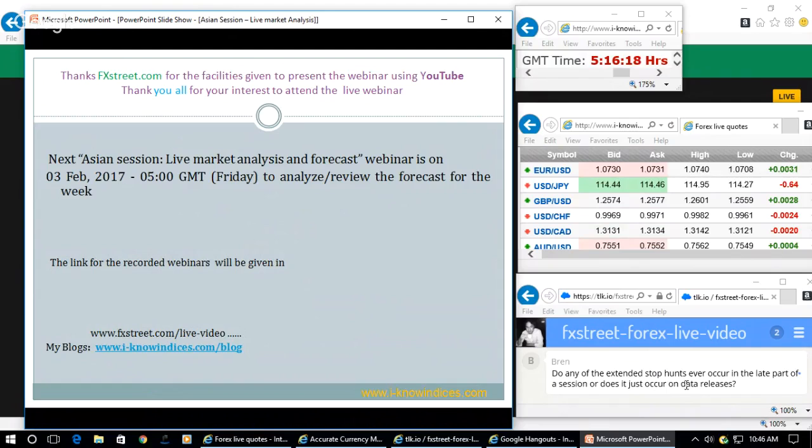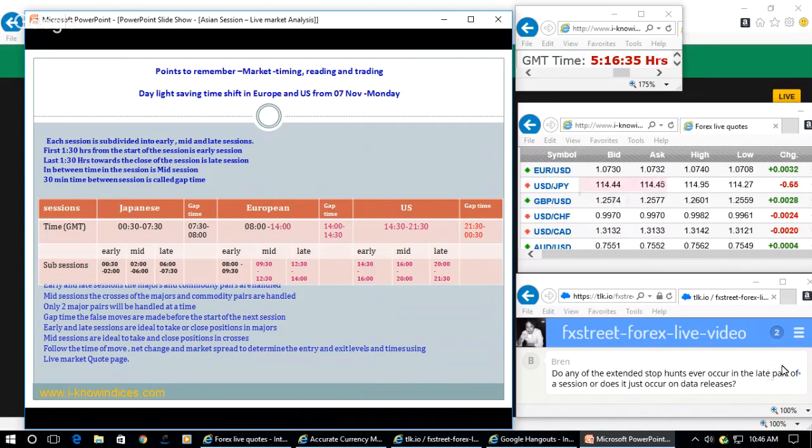Do any of these extended stops occur in the late part of a session, or does it just occur on data release? See, the extended stop move alternates with the intentional move. Suppose they start the intentional move during the Japanese session, say late Japanese session. Then they continue through the European session, and then, suppose they are rising, they will do a quick rise during the early part of the US session. So they don't do the hat trick. Not more than 2 sessions, they just do the similar move and then start making the extended move during the rest of the 2 sessions.